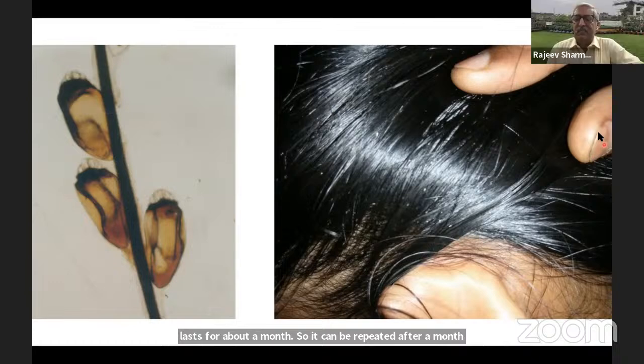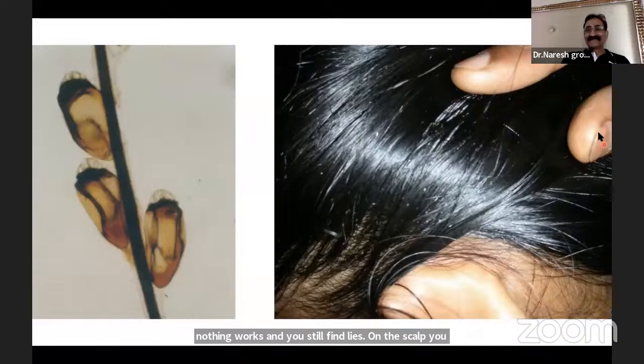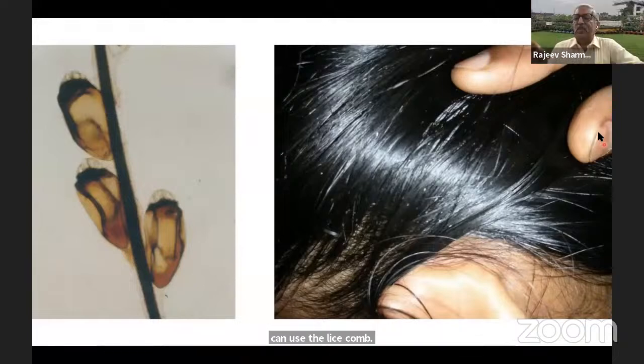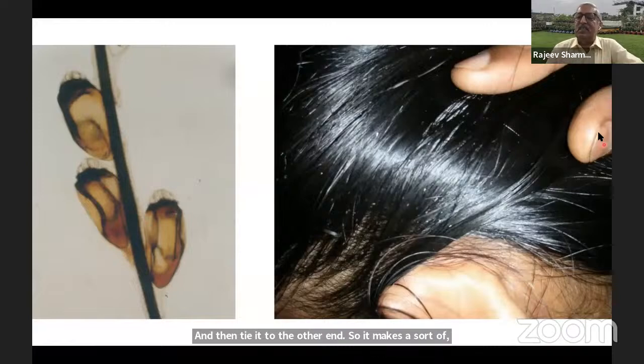And if nothing works and you still find lice on the scalp, you can use the lice comb. What I was taught in my student days was that you can tie a thread to the two strong ends, pass it between each tooth, and then tie it to the other end. It makes a sort of comb, and you can pull out every louse from the hair using that technique.